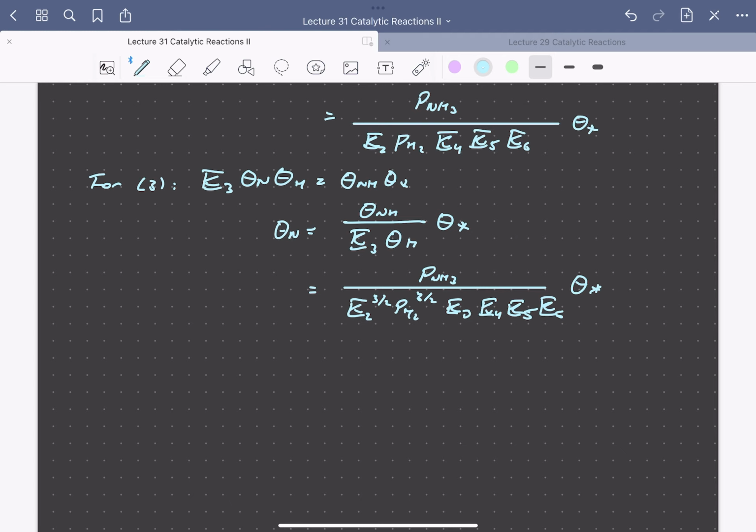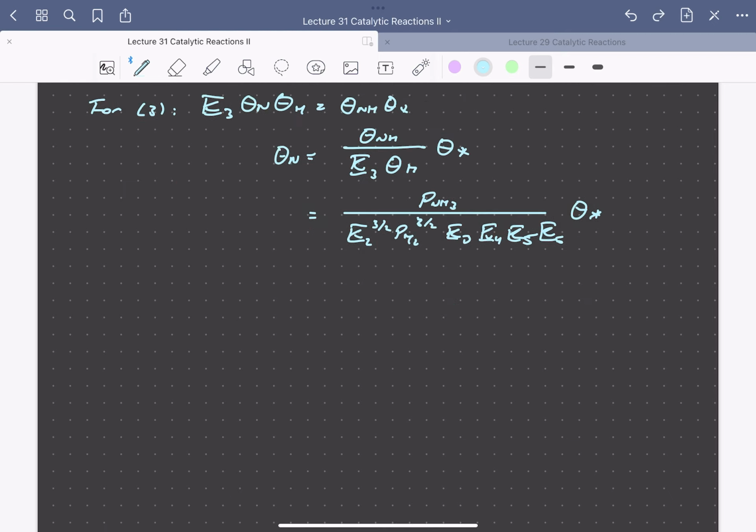So now we've expressed the coverage of each one of our adsorbates as a function of the vacant site coverage, so we can insert all of these expressions into our overall site balance to get an equation that just has one independent variable, the free site coverage. If we insert these all into our site balance, factor the vacant site coverage out, and solve for it, we'll get an expression that looks like this.